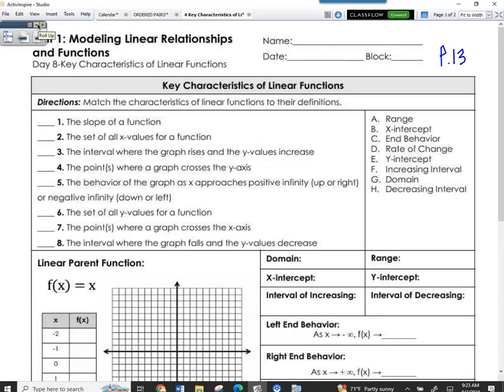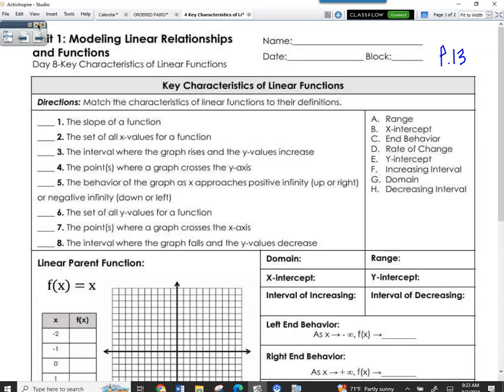Definitions. We're laying out the different parts of linear functions. We've already covered domain and range. We've not covered increasing and decreasing intervals, or positive and negative, but we're going to cover that. So let's look at this.